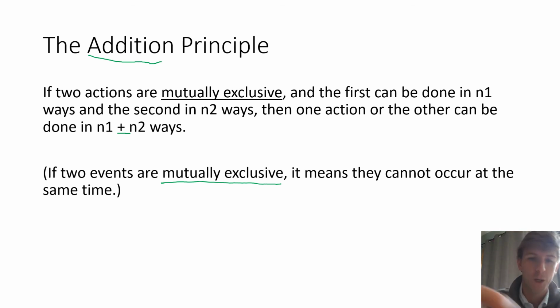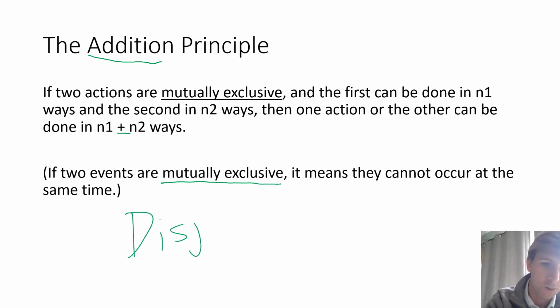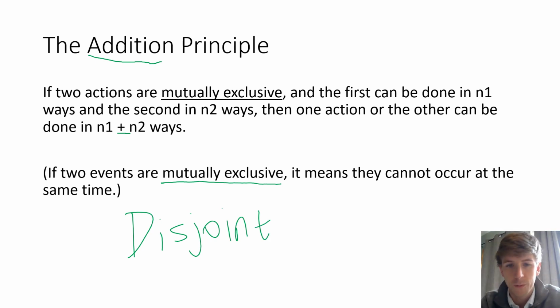Another word for mutually exclusive that means the same thing is disjoint. If you see the word disjoint or mutually exclusive, those mean the same exact thing. It means that these two events, two actions, cannot occur at the same time. Another example is the hoodie and sweatpants. You can't wear two of the hoodies at the same time. So the different hoodies are mutually exclusive. The hoodies and the sweatpants would not be.